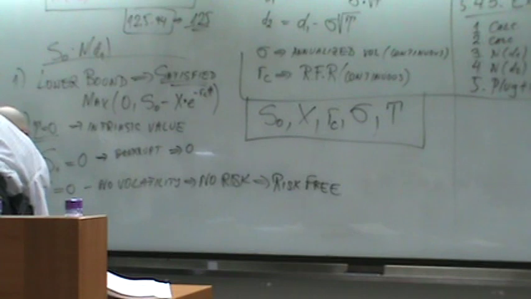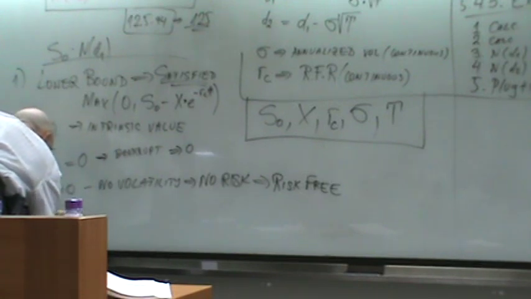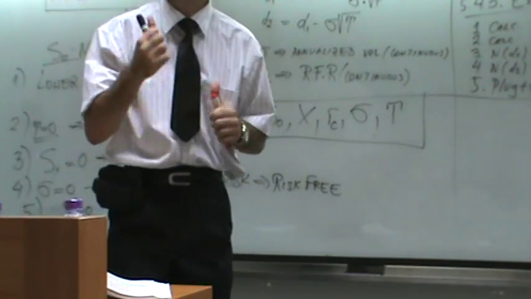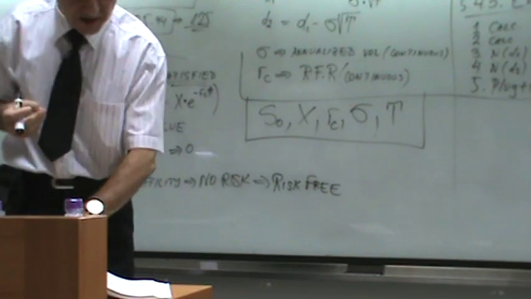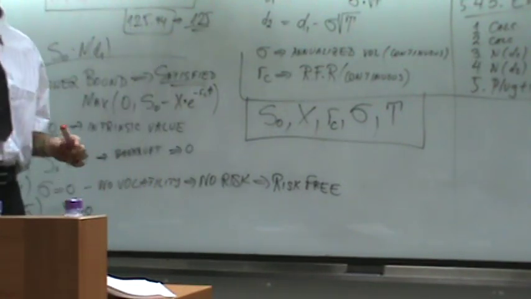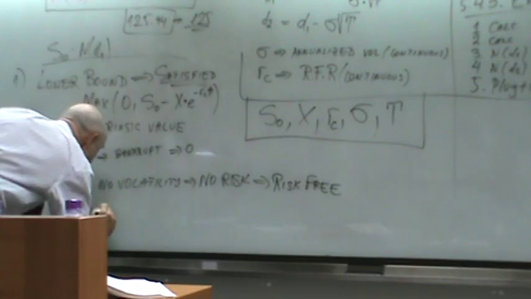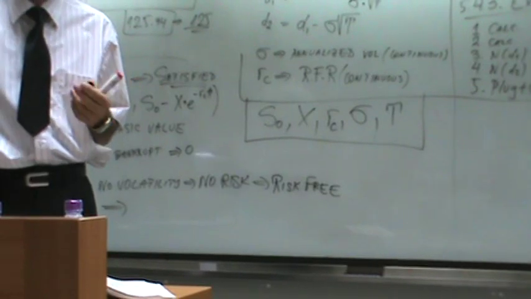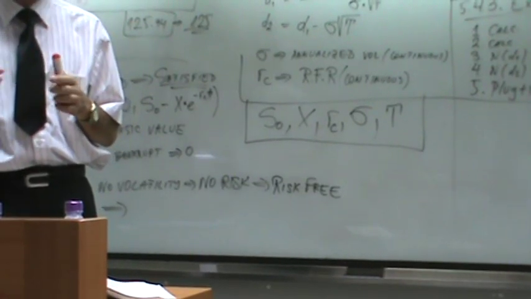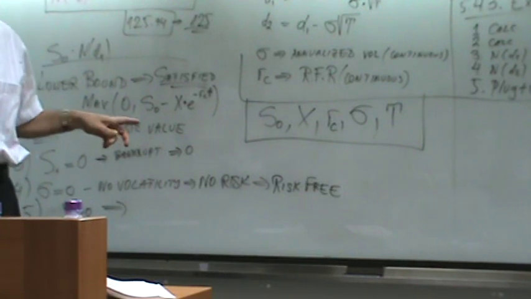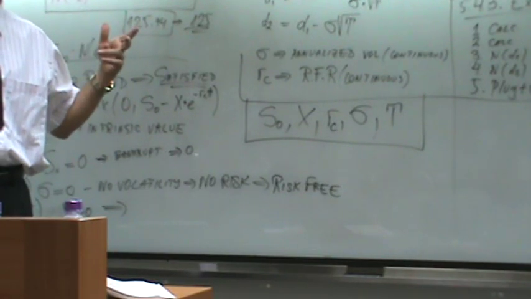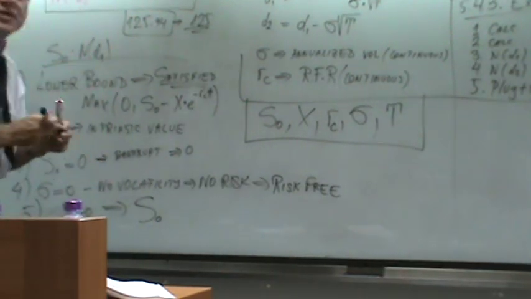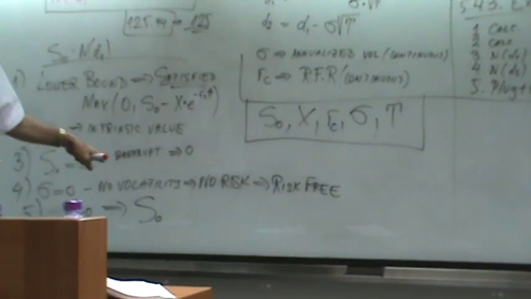Number 5, what happens if X equals 0? What does it mean, X equal to 0? What does it mean the strike price is 0? The strike price is 0 means that you can get the stock for free at 0 cost. So any option which has a strike price of 0 will have the value of the stock, the value of S0.